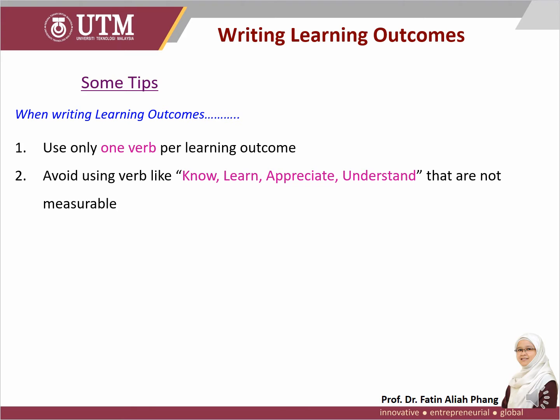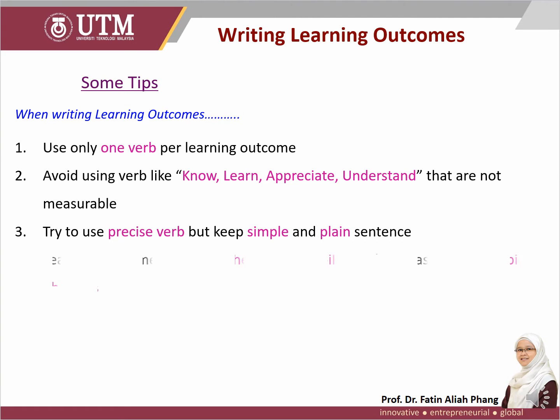If you say somebody knows something, why not you just say the student should be able to describe, or the student should be able to write, the student should be able to explain. So these verbs are measurable compared to know, to learn, to understand. Right? Number 3, try to use precise verb, but keep simple and plain sentence. So use precise verb, the verb that you really want to measure, the verb that you want them to master.